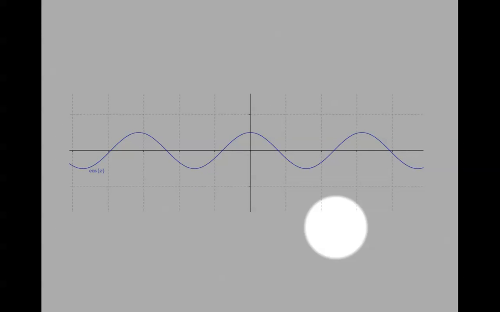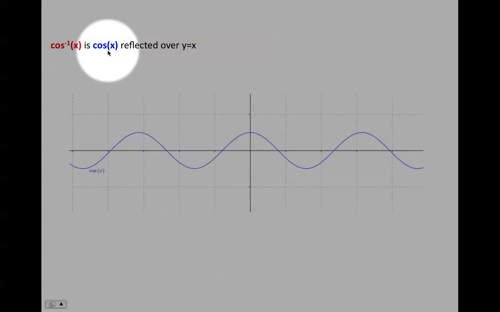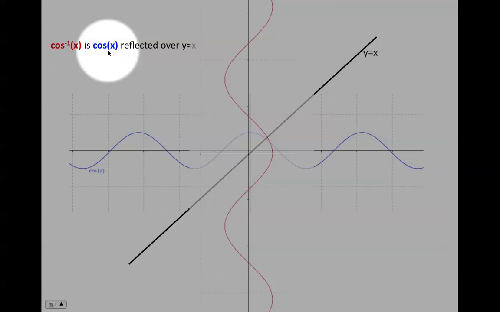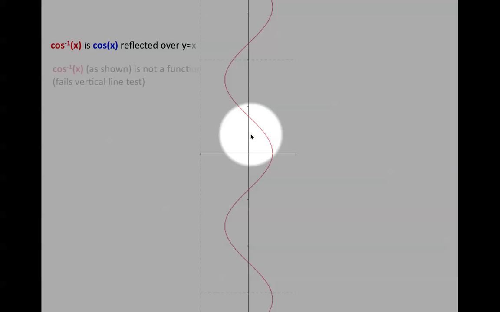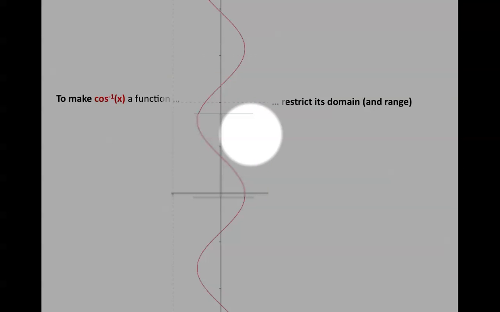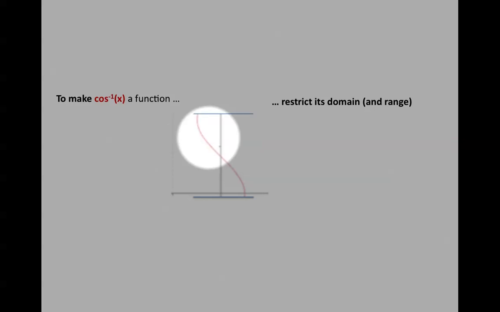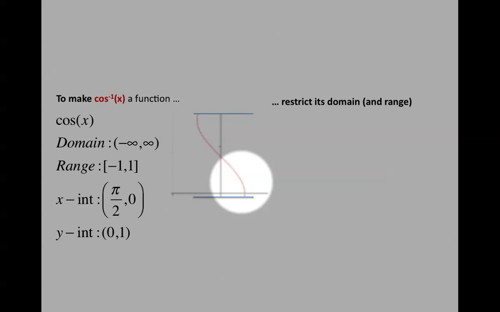So let's look at this again, but this time with cosine. Play the same game that we did before, where we take cosine, reflect it over y equals x, and you get this red curve right here, which once again is not a function because it does fail the vertical line test. So if you want to make cosine inverse, you have to restrict its domain and its range. And so cosine inverse looks a little bit like this. It's a little bit unusual.